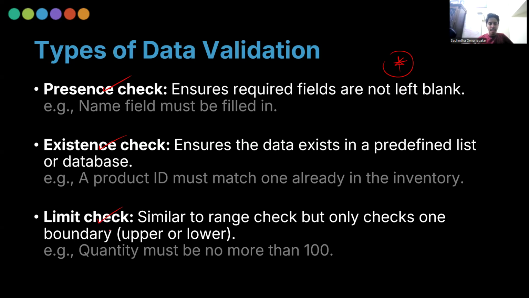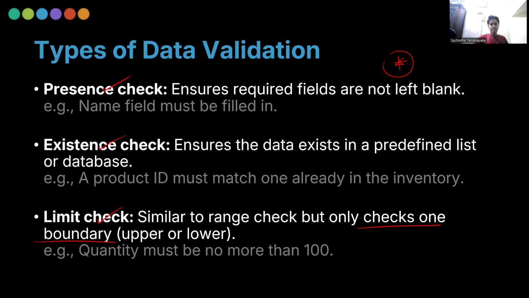Limit check is a similar check to a range check, but only checks one of the boundaries, right? So a range check checks within a range, lower and upper bound. Limit checks whether it's below an upper or above a lower. It doesn't check both. So a limit check ensures that the quantity must be not more than 100, for example, because it only checks whether it's not more than 100, not whether it's not less than something or whatnot. It is only a single check, only one boundary.